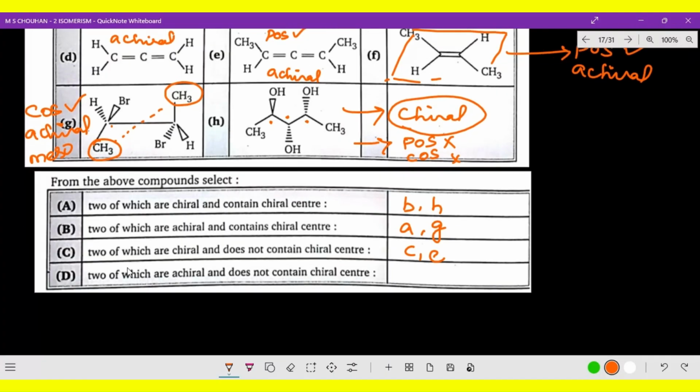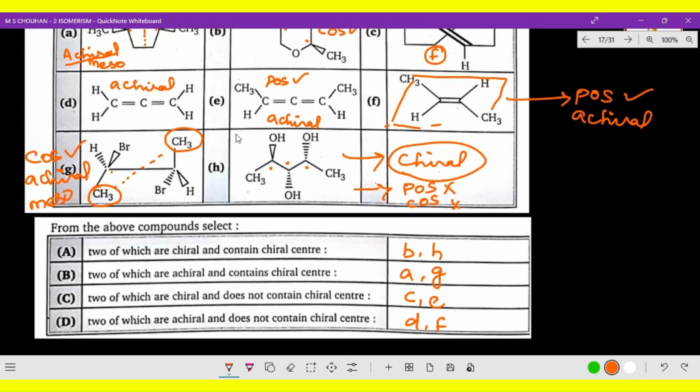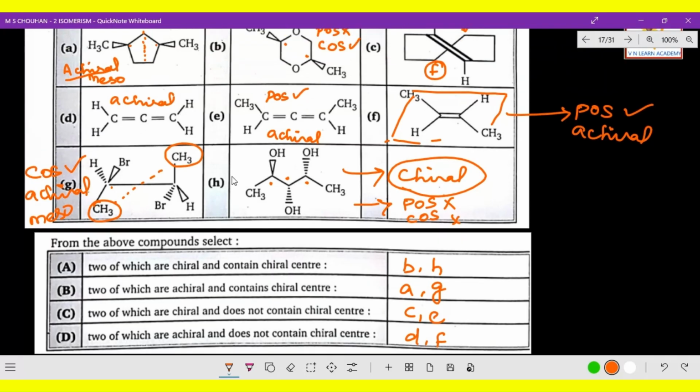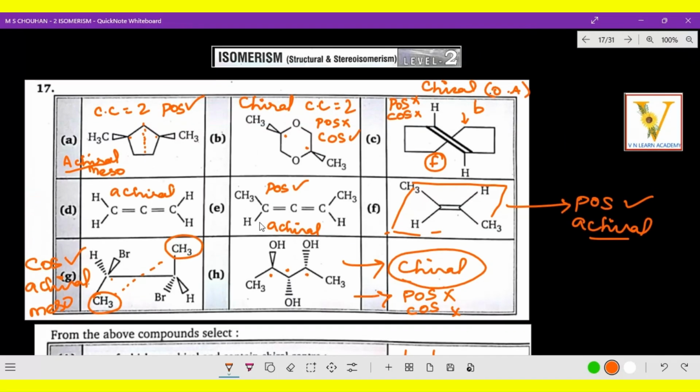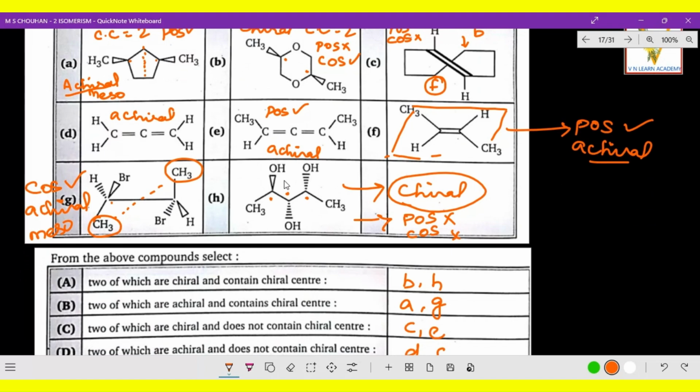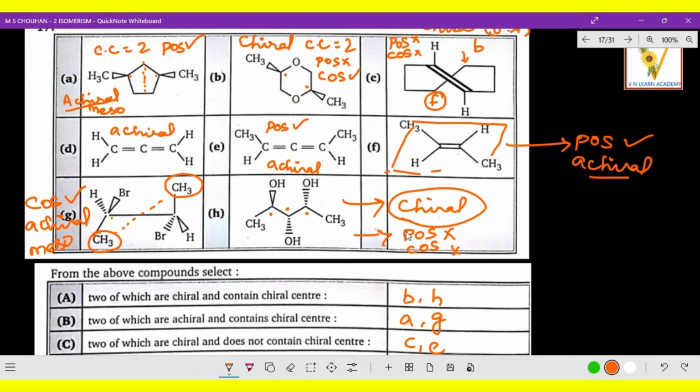And the last one, two of which are achiral and do not contain chiral center. So that means D and F. Here also there is no chiral center. And achiral, this is achiral, D and F. Right. Hope you got the clarity about all these points. As we observe this, we are getting that idea. Here they are asking, we are bringing the point and merging. Right.